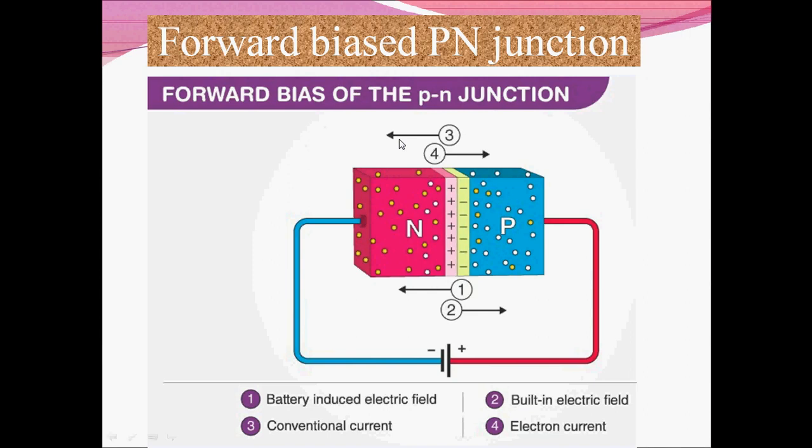The actual electron flow in the PN junction diode when it is in forward bias is from the N-type region. The electrons cross the PN junction depletion layer and reach the P-type region. Electrons will flow from N-type, crossing the junction, and go to the P-type. This is the actual electron current, which is shown by the fourth arrow direction.